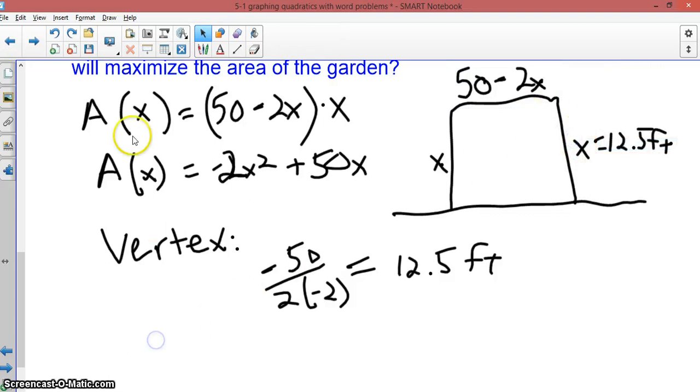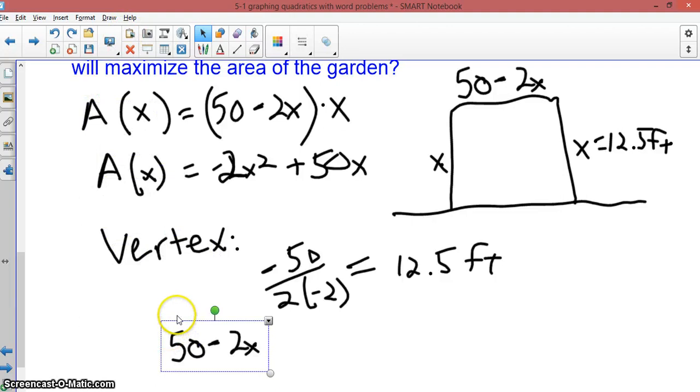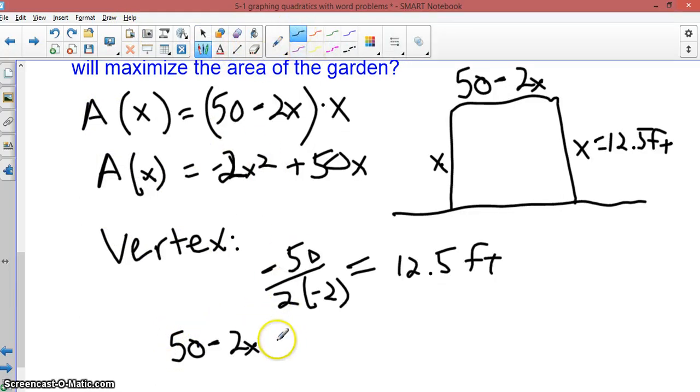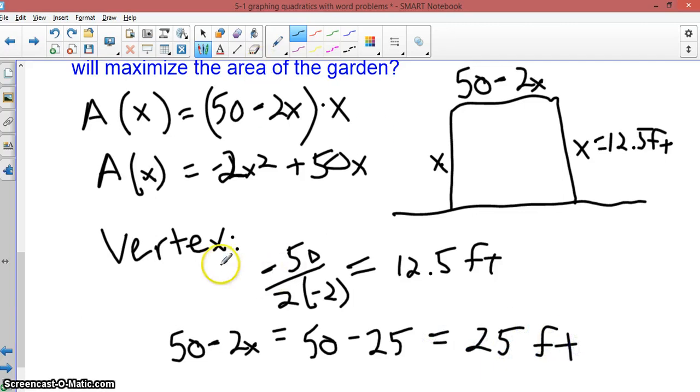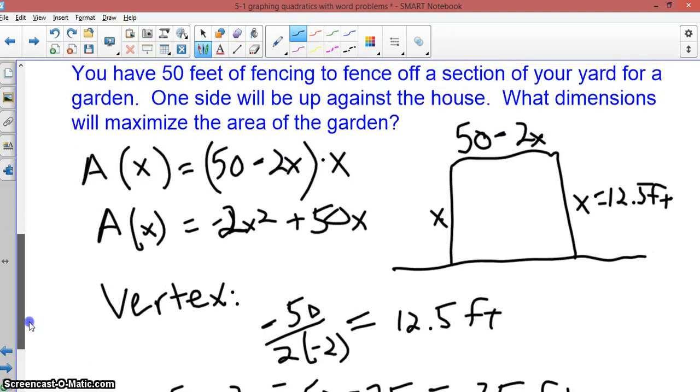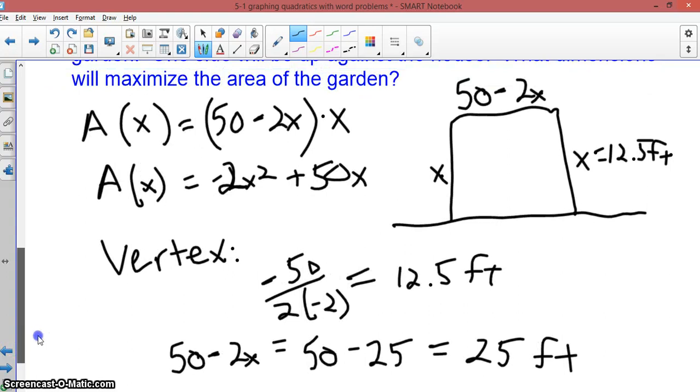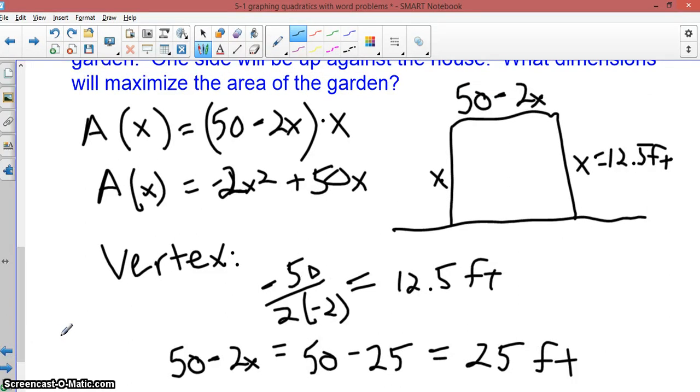Copy, paste. The other dimension is that. That's the width. So what's that got to equal? 50 minus 25, because 12.5 times 2 is 25, so it's 25 feet. So the dimensions are 12.5 by 25. That will maximize the area of the garden.